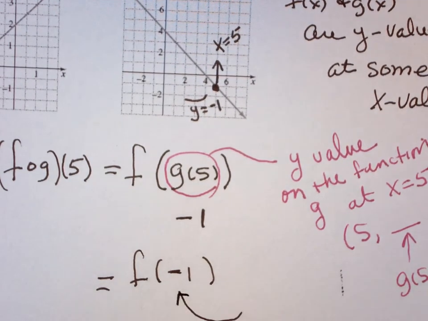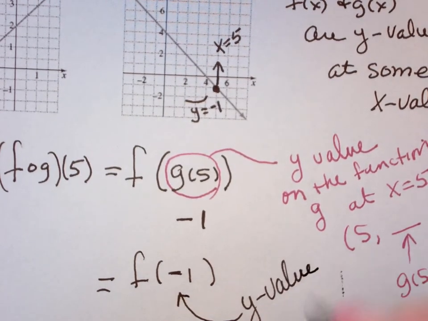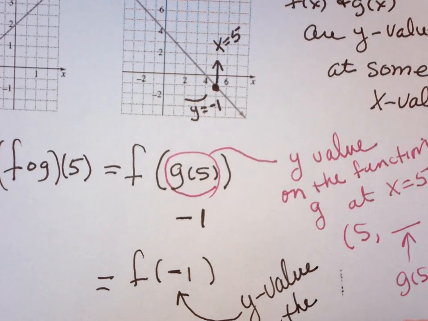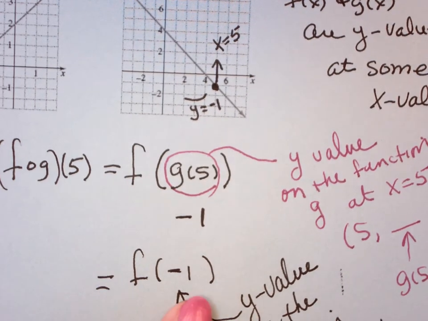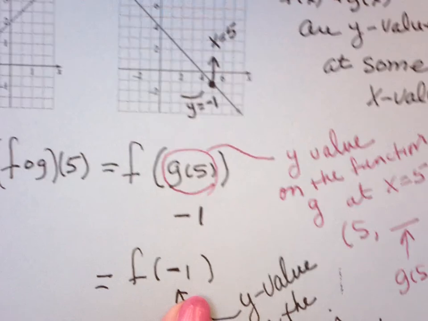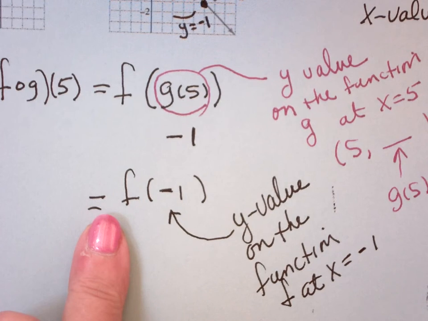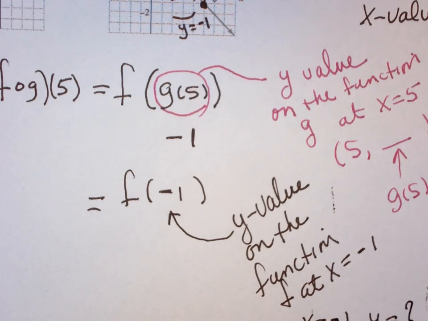Now, what's f of negative 1? It's the y value on the function f at x equal negative 1. F of negative 1 is a y value, but it is a y value that is attached to the function f. What it's saying is if x equal negative 1, y equal, and that's what I'm looking for.